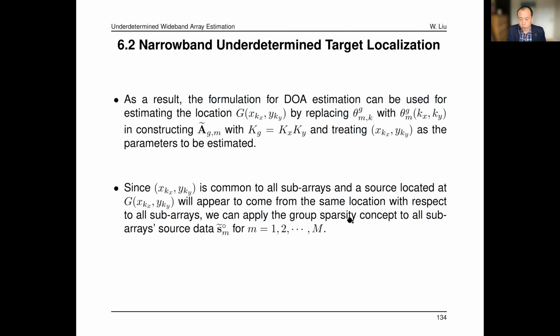So we can apply this group sparsity concept to all subarrays' source data. Basically, if there's no target at this location for one subarray, then there should be no target for all the subarrays at the same location. That's a group sparsity. So we apply this group sparsity concept across these different subarrays, not across different frequencies, because here we still consider the narrowband model. Although it's narrowband, we have this group sparsity problem.